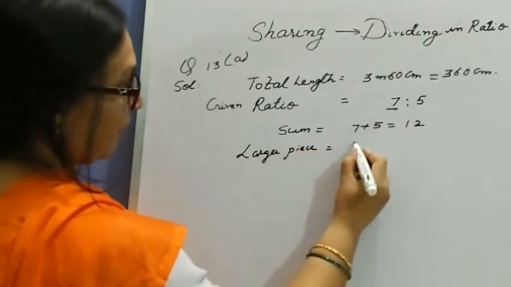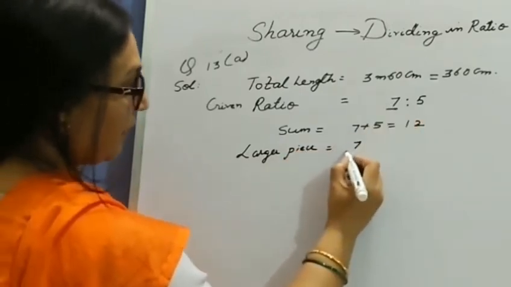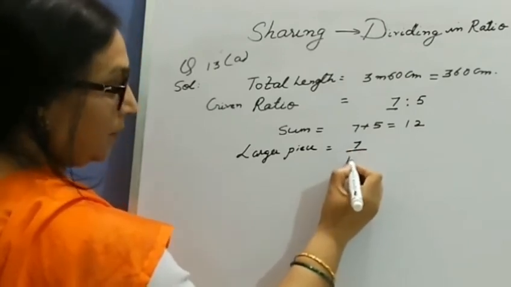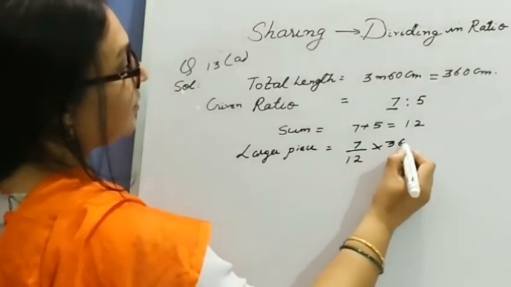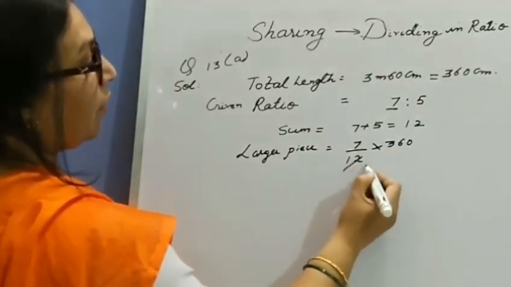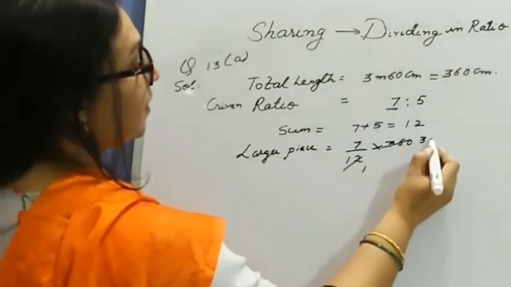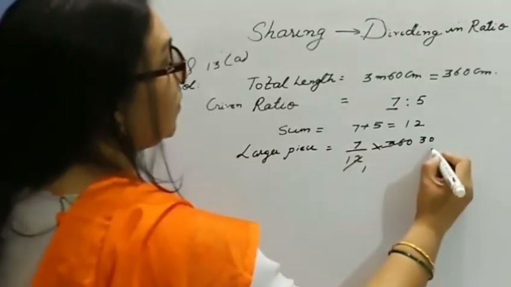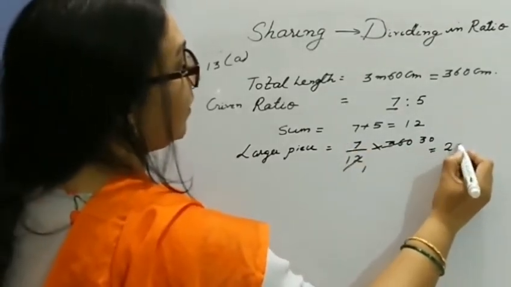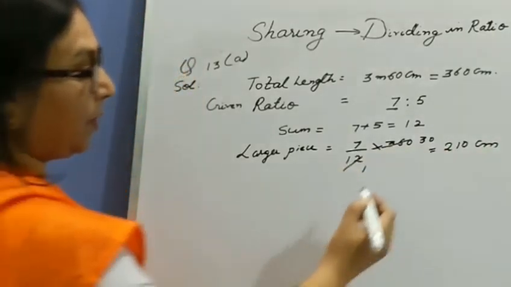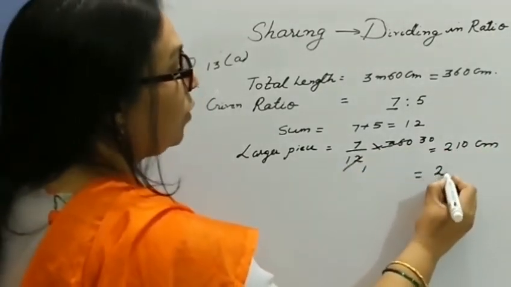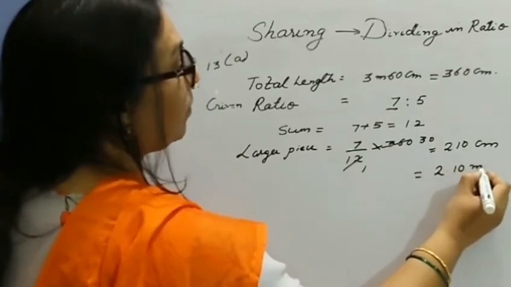Equals 7, means first part equals 7 upon the sum 12 into the given length 360. Cancel by 12. 1 time, 30 times. 7 into 30 is 210 centimeter. When you convert in meter, it is 2.10 meters.